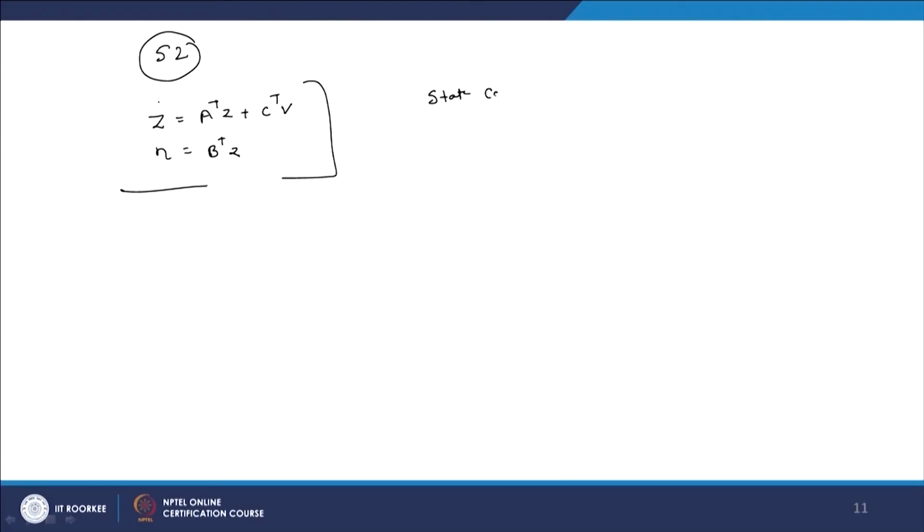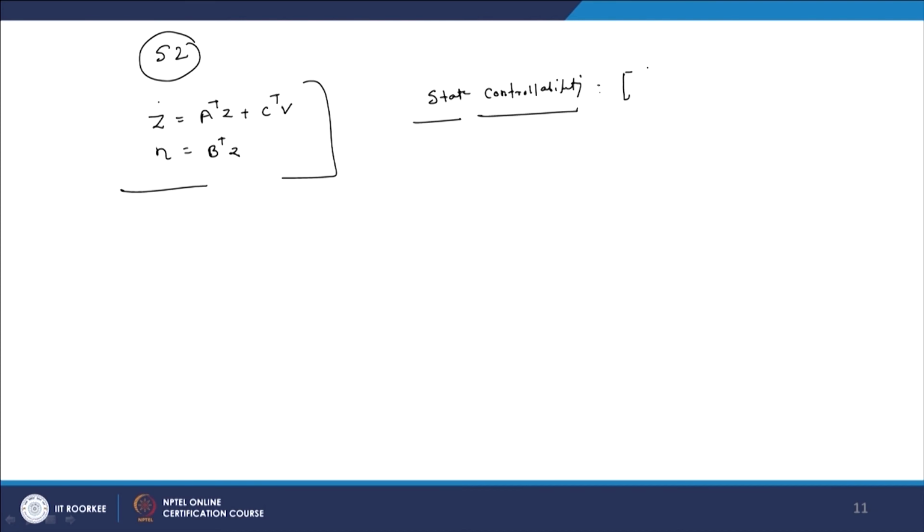Now coming to system S2. For system S2 we write the same equation: Z dot equal to A transpose Z plus C transpose V, and N equal to B transpose Z. Now for this system we have to determine the controllability and observability. So for this system the state controllability can be written as follows.